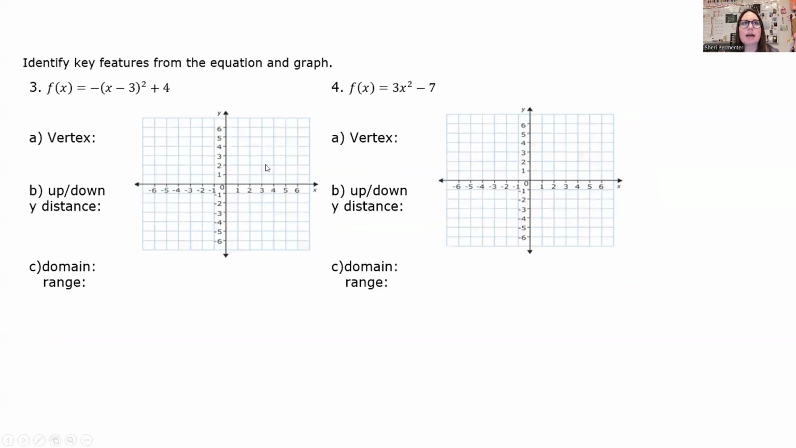All right, we're on to the back page. So now we're going to work backwards. I'm giving you an equation and we're going to take that information and graph it. And so now that we know where all the pieces are on the graph, it should be pretty easy.